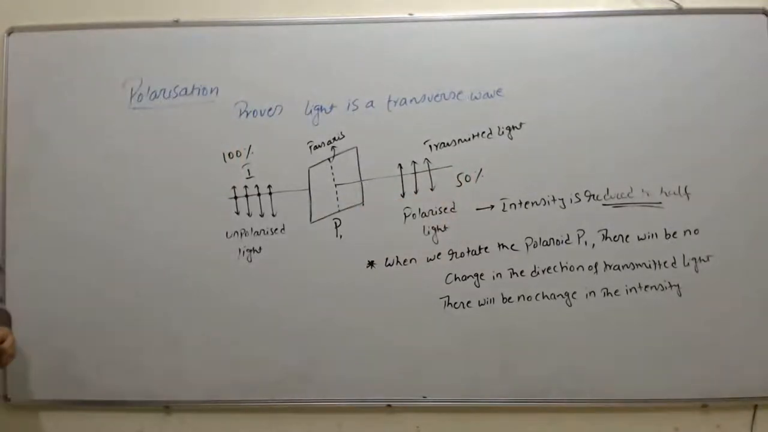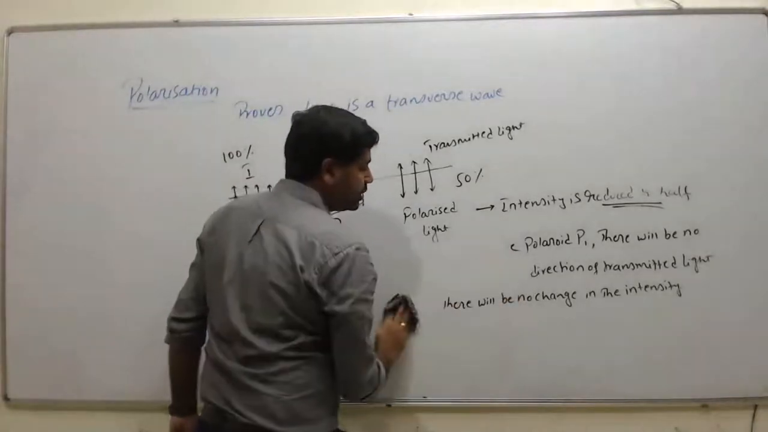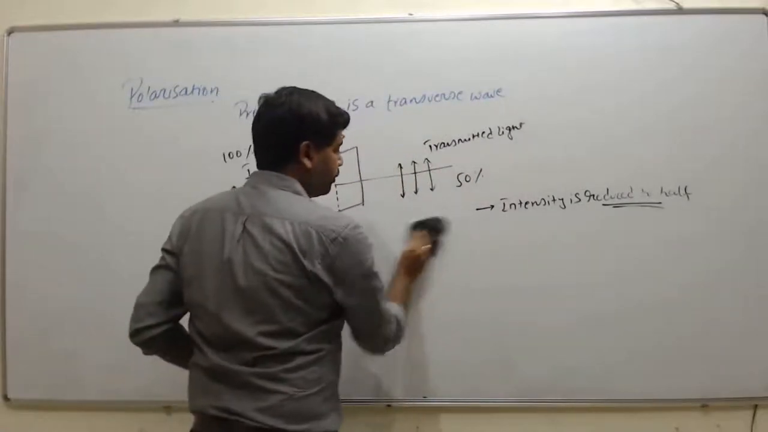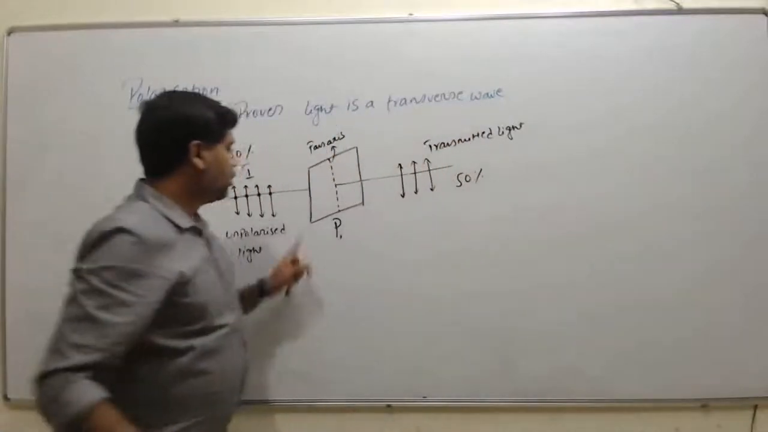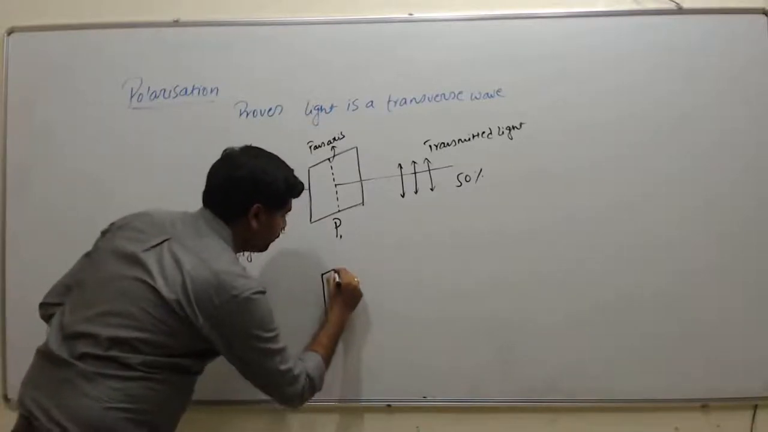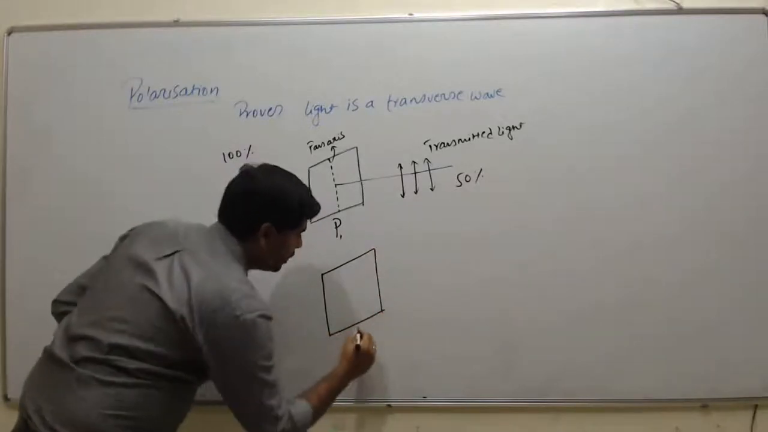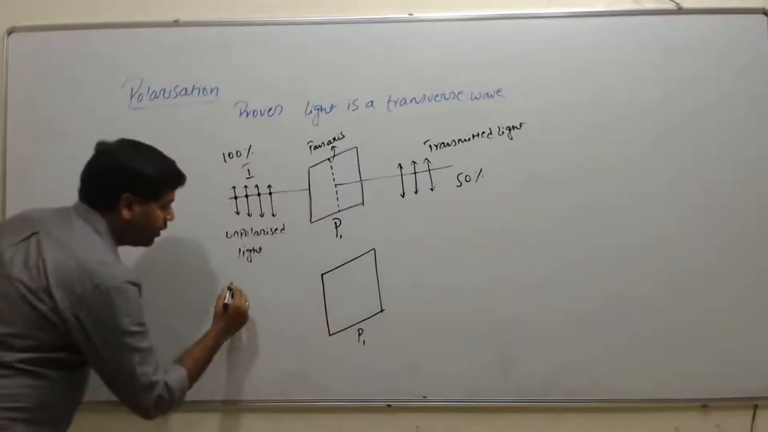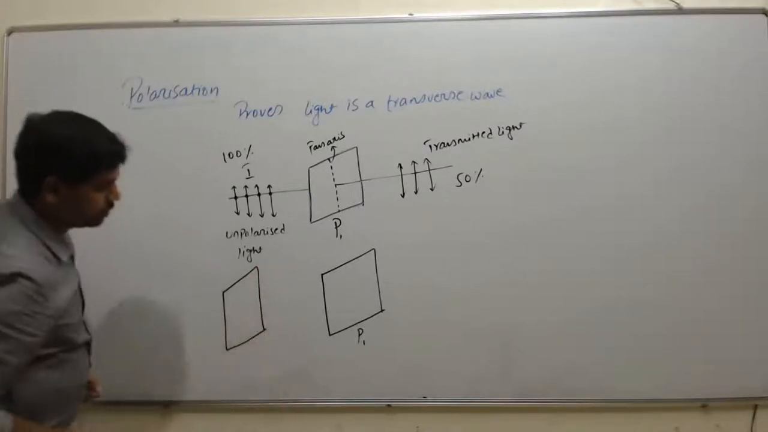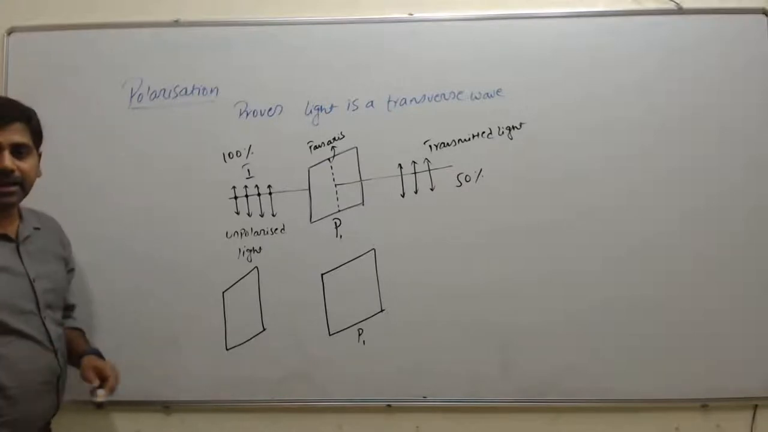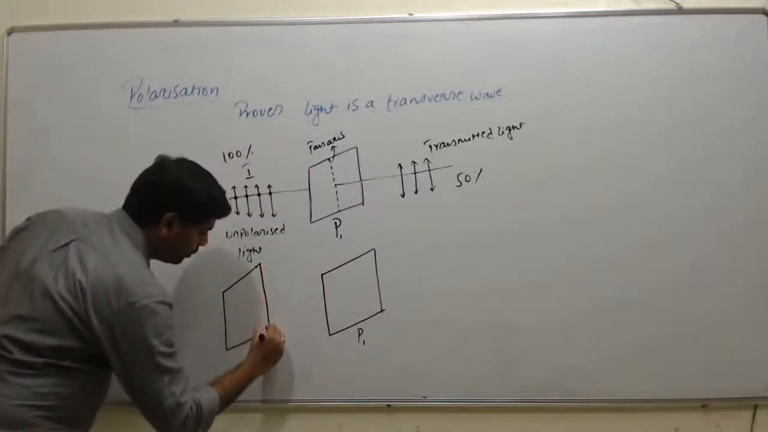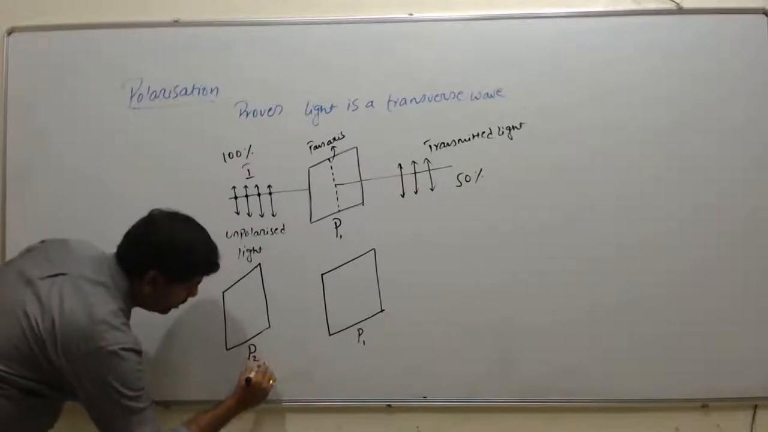Next, in the next case, place an identical polaroid, that is, the same one we used in the previous case. Another similar polaroid we are going to use. This one is the polaroid P1. The similar polaroid we place before the polaroid P1. This is the identical polaroid, that is, the same polaroid, and we give it the name polaroid P2.